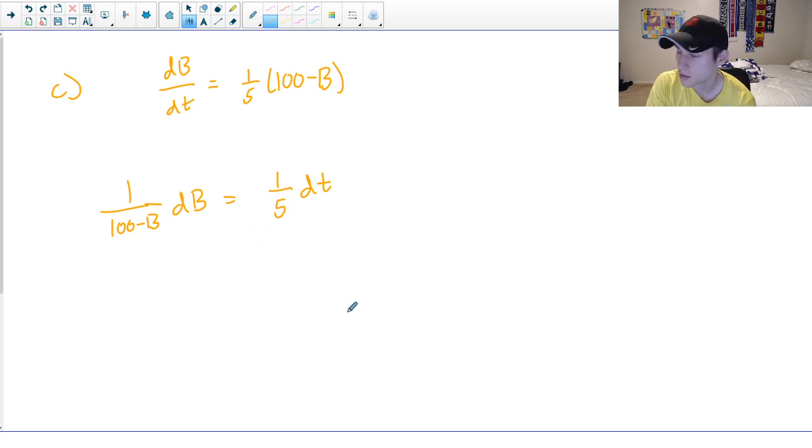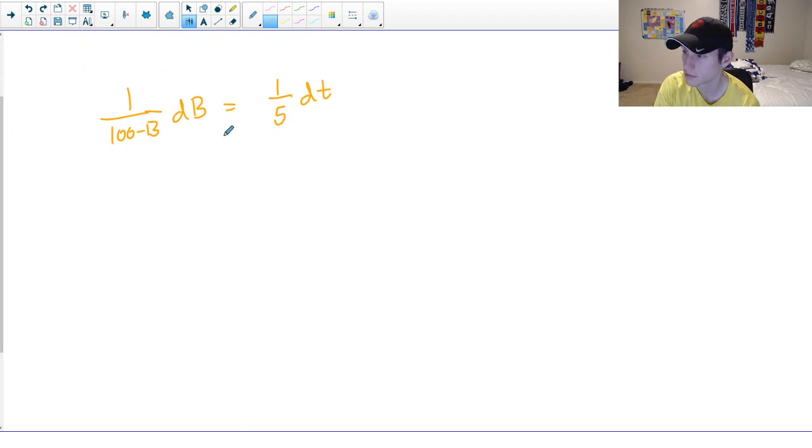Go ahead and write it like this to keep it consistent. All right, so everything's nicely separated. If you wanted to move the 5 over to the left side, if you wanted to multiply both sides by 5, you could. I'm not going to, but you can. All right, so now we would want to integrate both sides. So indefinite integral for both sides.